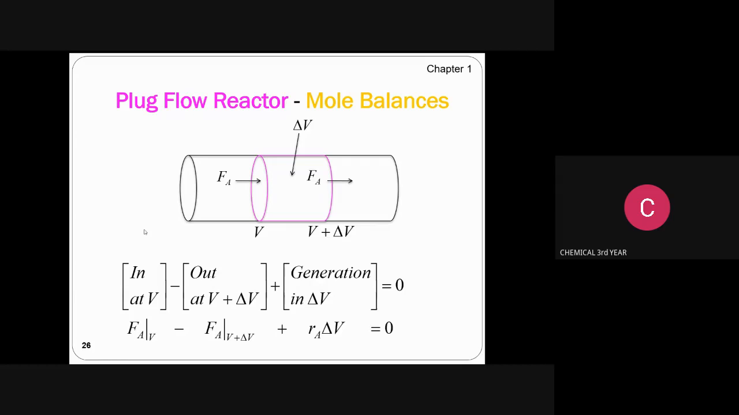So we have to know what the feed output is. Fe naught equals Fe divided by T, where Fe is the input and V is the volume of the system reactor for the specified volume. The next one is about the generation over delta V.